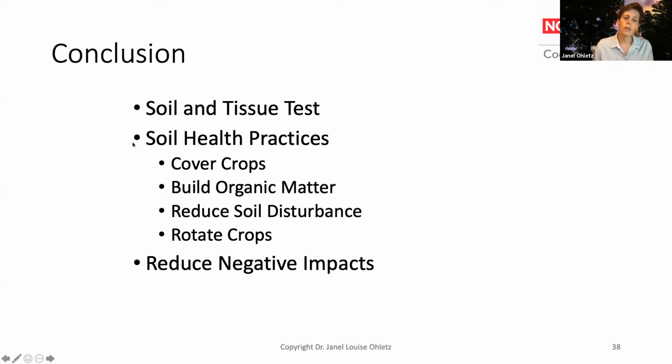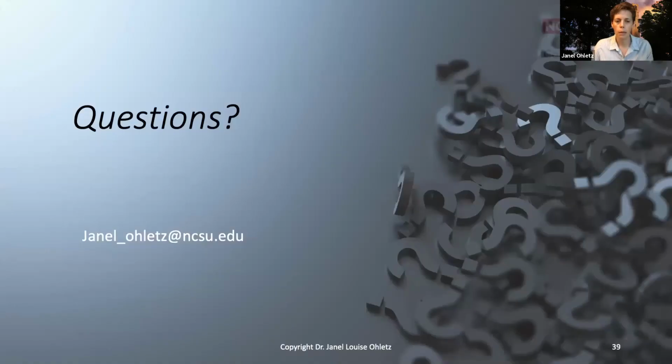And incorporate all the soil health practices that will really benefit your soil and the soil health. So cover crops and building the organic matter, reducing disturbance, because that's so important, as well as rotating your crops, not only for the health of the soil, but the health of your plants, because you would reduce the disease pressure by not always putting the same type of crop in the same place. And reducing the negative impacts through this will all really help benefit the organisms within the soil, and we'll build a good food web.